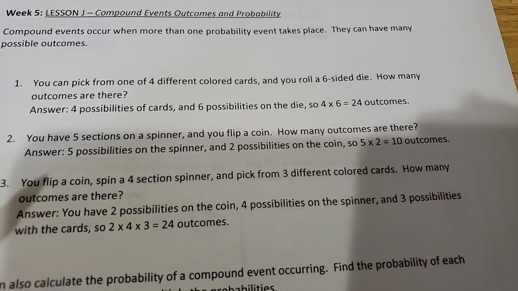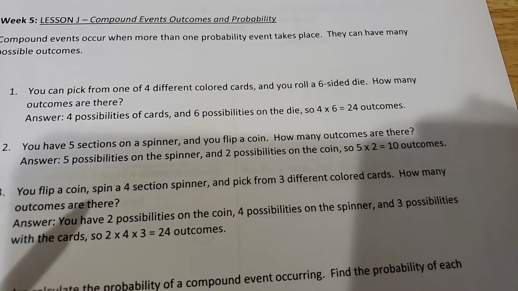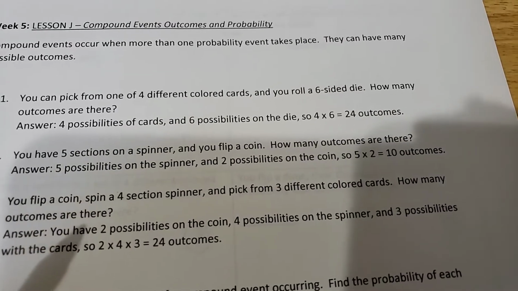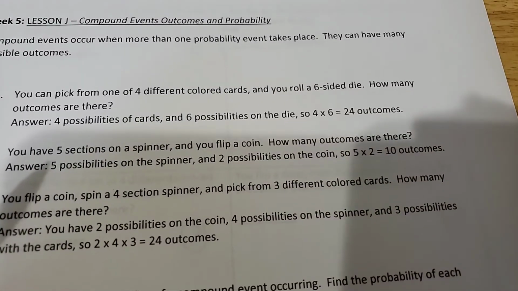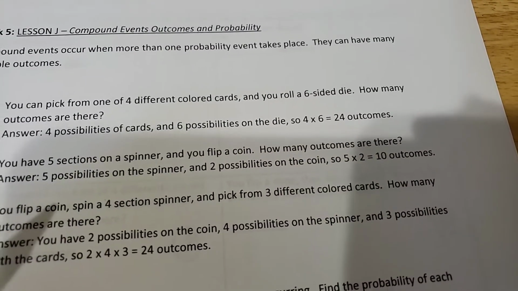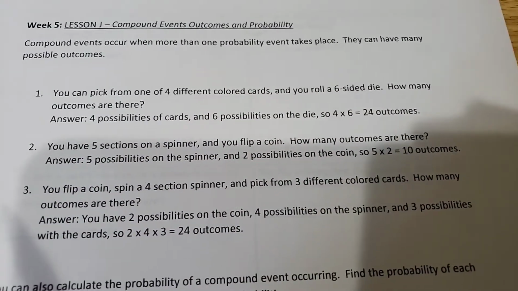You could spin a 1 on the spinner and then get heads. 2 on the spinner, get heads. 3 on the spinner, get heads. 4 on the spinner, get heads. 5 on the spinner, get heads. Then you can also get 1 on the spinner, get tails. 2 on the spinner, tails. 3 on the spinner, tails. 4 on the spinner, tails. 5 on the spinner, tails. That's how we get our 10.